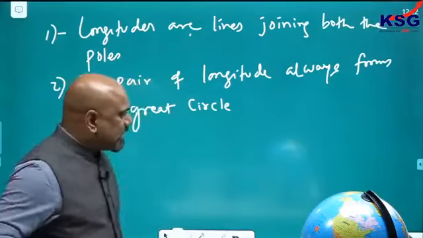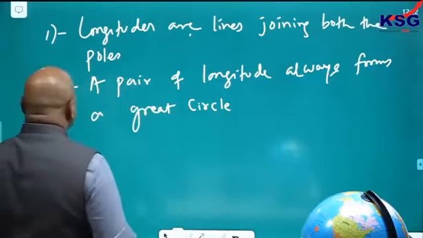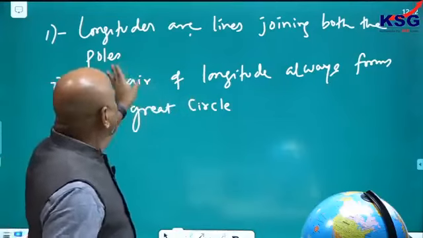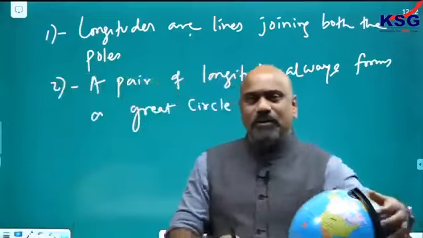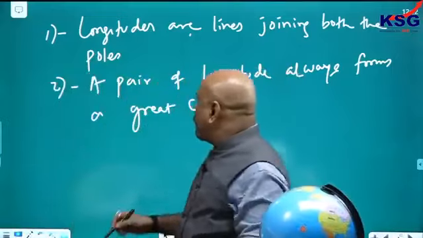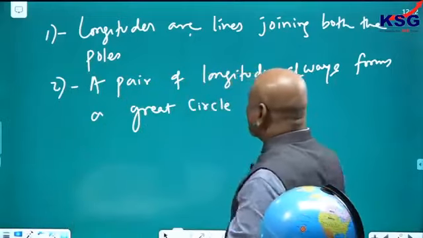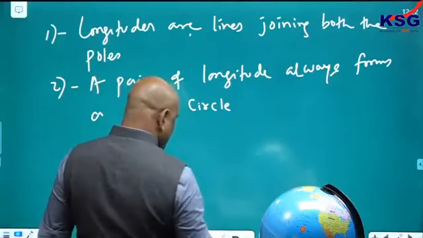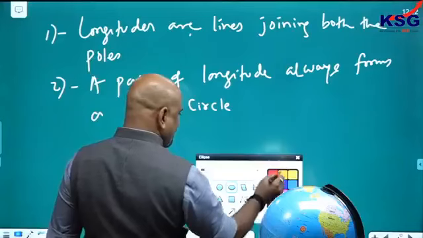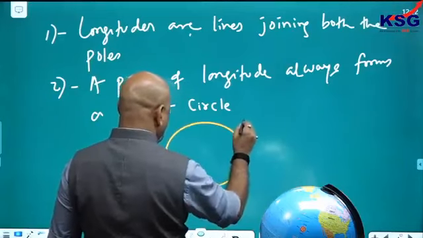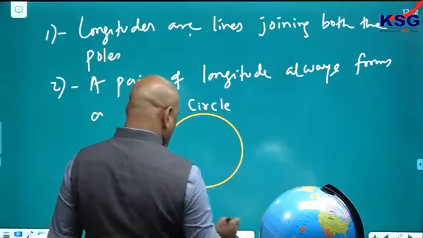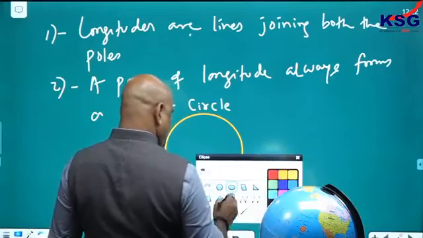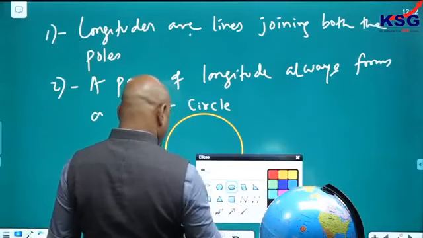I am dealing with the basics, I haven't discussed anything difficult. Longitudes are lines joining both the poles, I said, both the poles, we are joining both the poles here. Now, a pair of longitudes always forms a great circle. What does a pair of longitudes mean? A pair of longitudes means here what? Look, a pair of longitudes, what is a pair of longitudes?